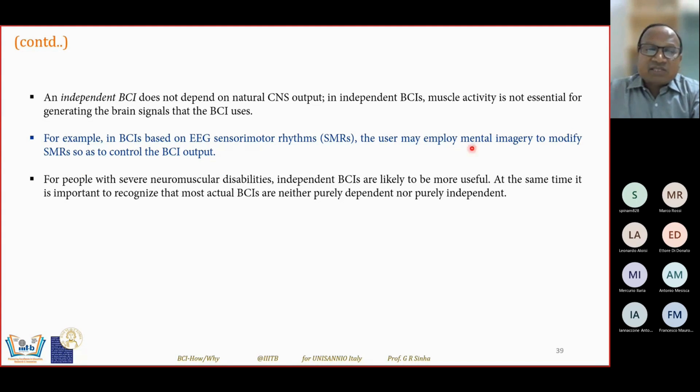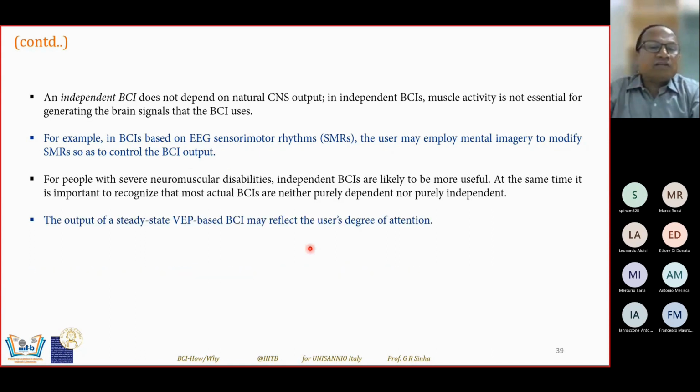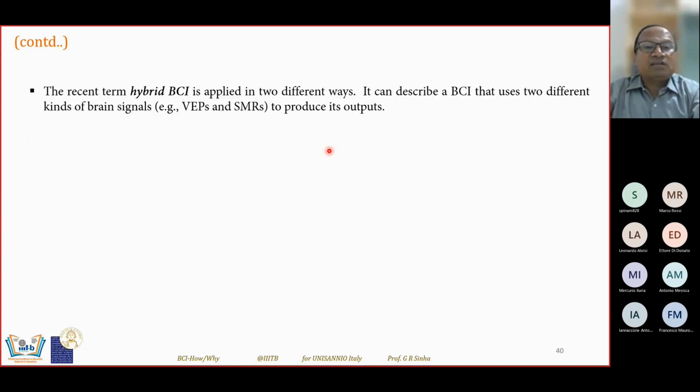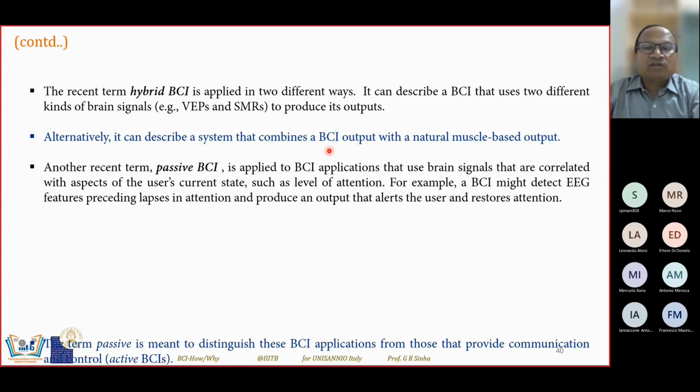And this mental imagery is actually controlling the BCI output, rather than in the previous case, where the CNS output was controlling and you were able to change your eye gaze and eye positions. So I think this is the difference between independent and dependent. VEP is coming under dependent, whereas SMR is coming under independent BCI. All right, hope I could answer your query. Yes, thank you so much.